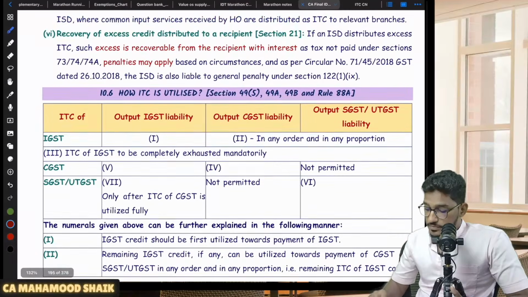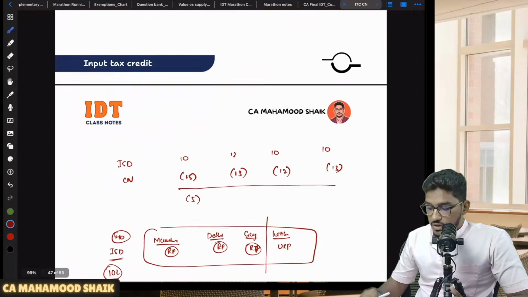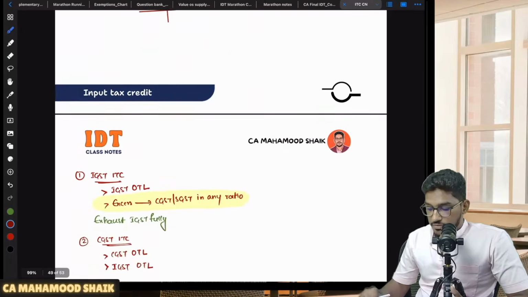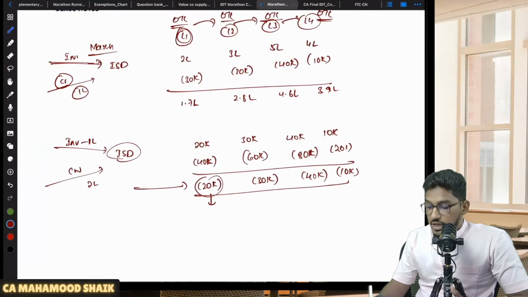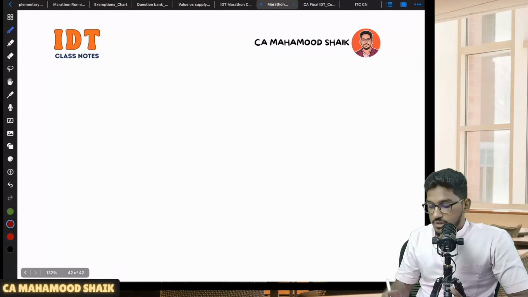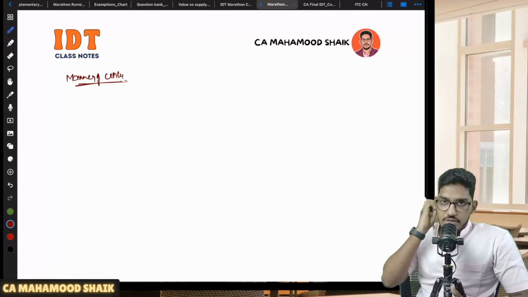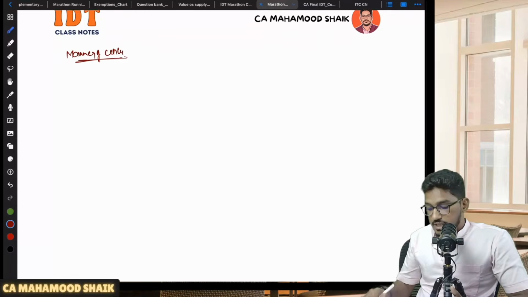Then see, after all this, I have to tell you a few more things here. One thing is manner of utilization of ITC. You all are already aware of it. What is the manner of utilization of input tax credit? But let me make you revisit that. So let us see. Sir, what is the manner of utilization of ITC? So one thumb rule, this is something which you are all well versed with at the CA Inter level itself. Now also once again I will try to repeat it.